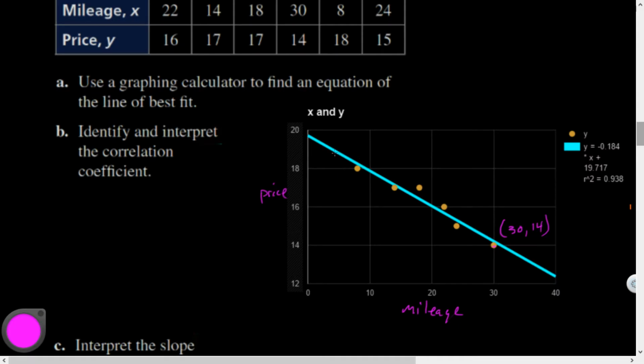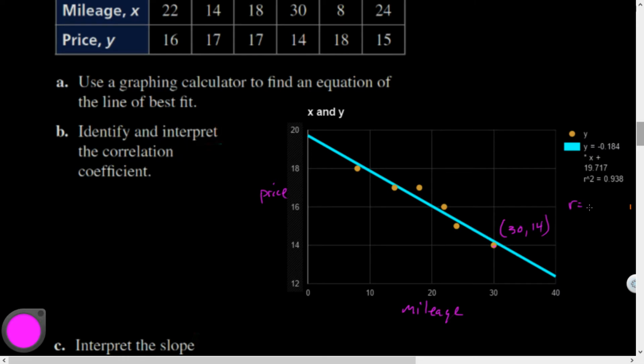All right, and it appears as though as mileage increases, the price drops, right? So the more miles on the car, the lower the price. That makes sense, right? Because there's less life of the car left for you to buy. So it says identify, interpret the correlation coefficient.